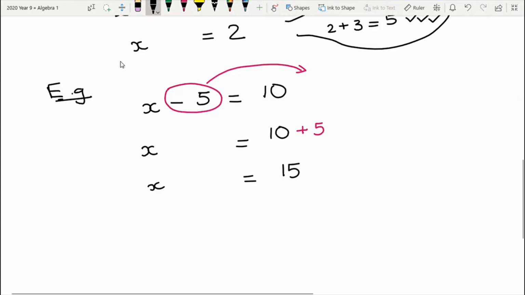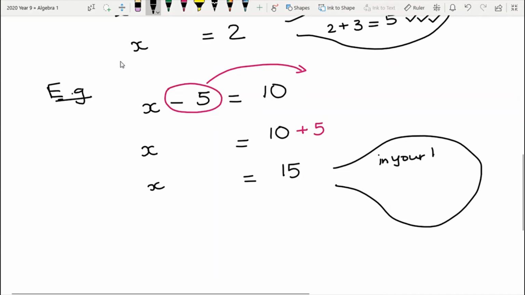There you go. So that makes sense, right? Because in your head 15 minus 5 is 10. So it fits with the x from the beginning. So in your head, 15 minus 5 is actually 10. Bingo. That's game over right there.